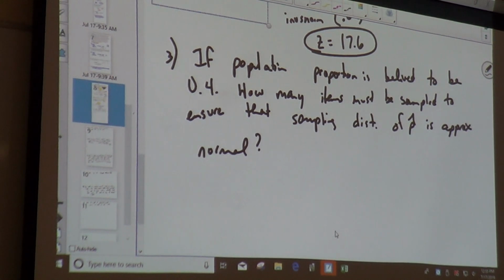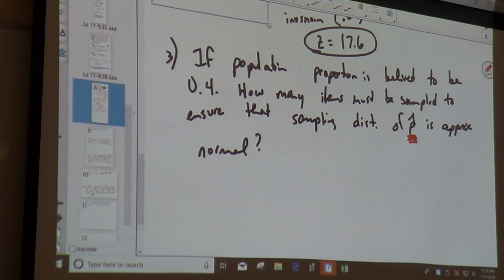I want to say at least 30, but I don't know if that's relative. It is at least 30 to be approximately normal if it was like the normal sampling, but Sharon is really good at this. If it's a P problem, what has to happen for it to be approximately normal?